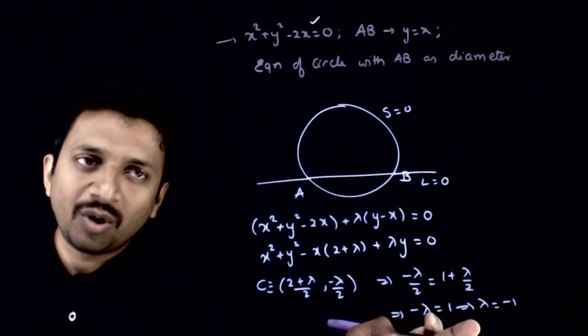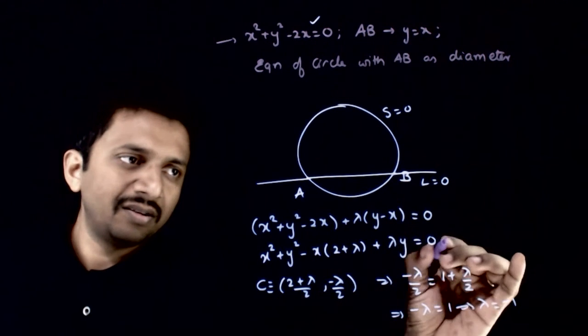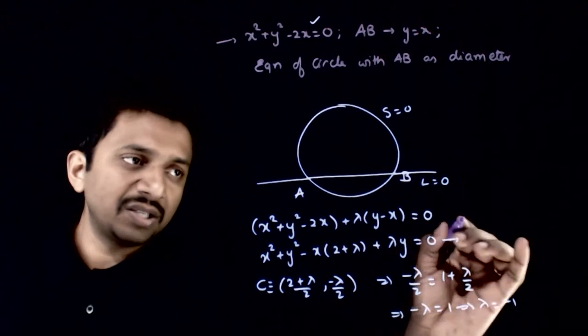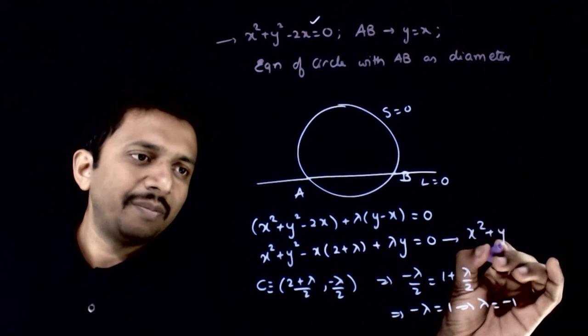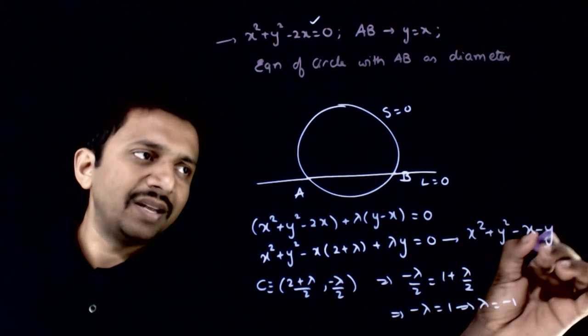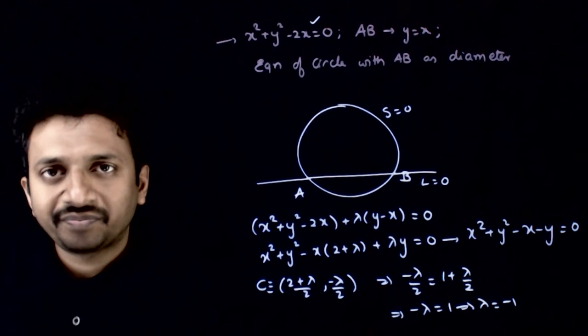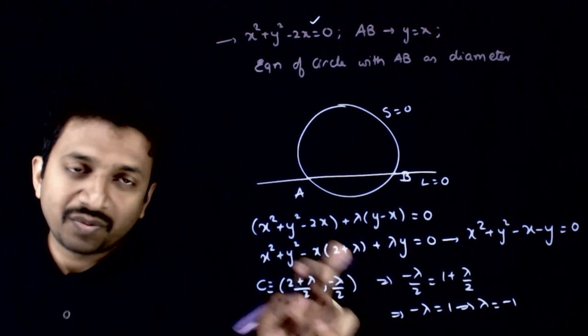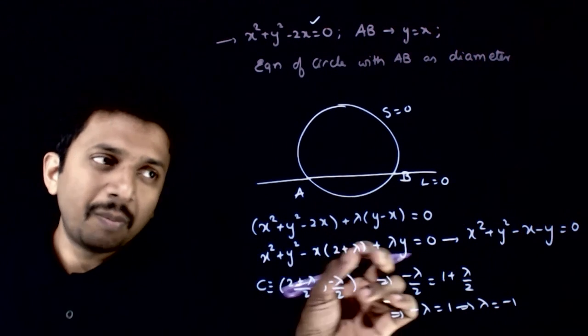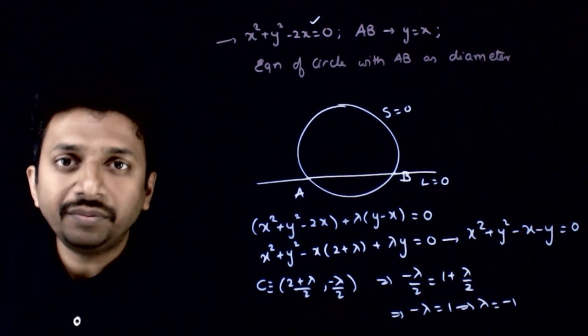So if lambda is equal to minus 1, what is the equation of the circle? So just put lambda is equal to minus 1. You get x square plus y square minus x minus y is equal to 0. Lambda is equal to minus 1. So x square plus y square minus x minus y is equal to 0.